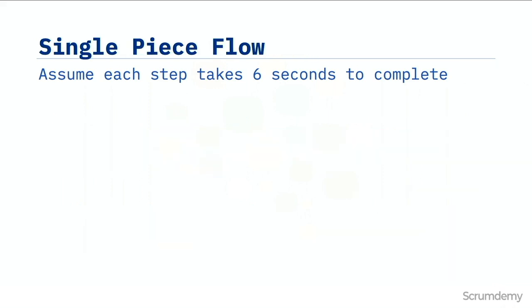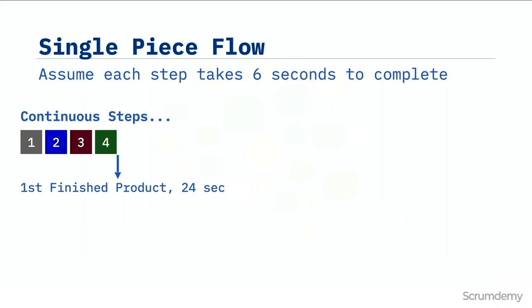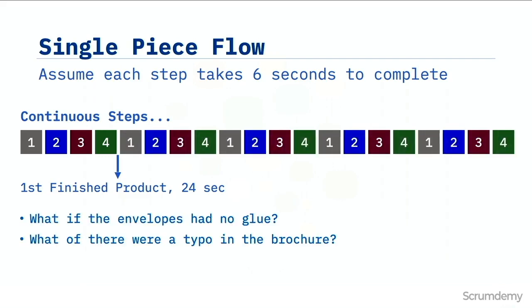Now let's look at the same example with single piece flow. And again, assume each step takes about 6 seconds to complete. With single piece flow, I fold, put it in the envelope, seal it, and put a stamp on it, and the first finished product is in about 24 seconds. Now I can inspect it, see if it works, see if it's what I thought it was, and then let the rest of the flow rip.